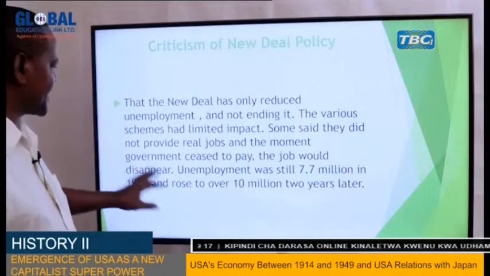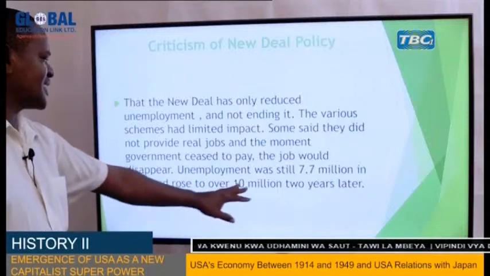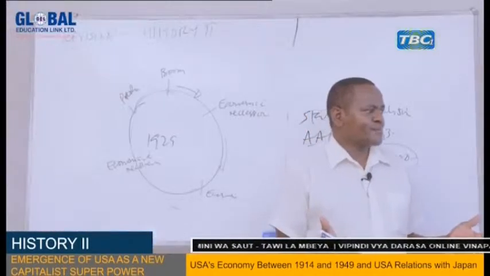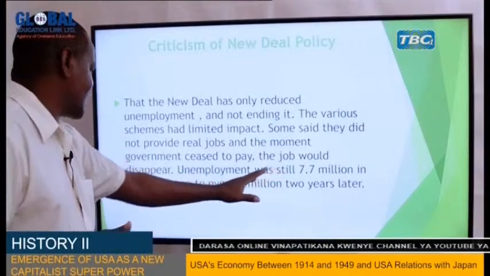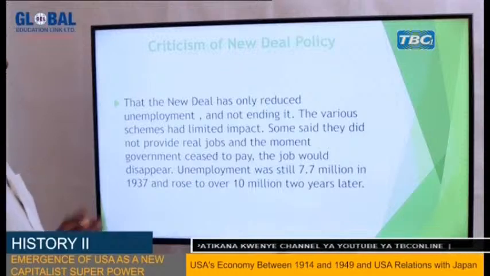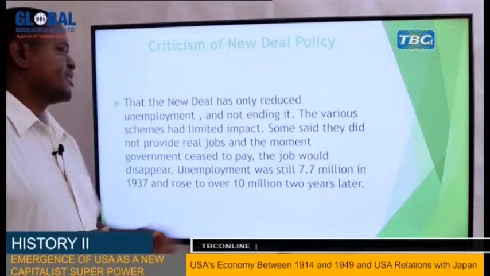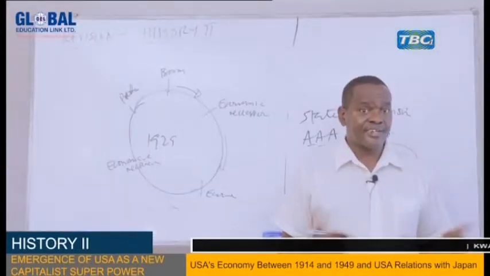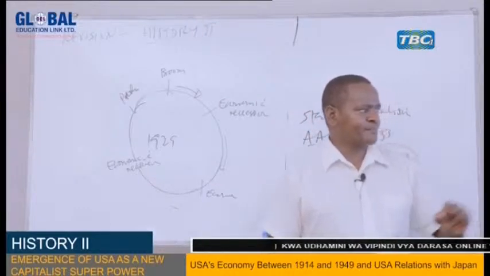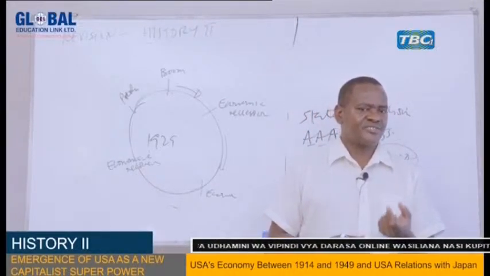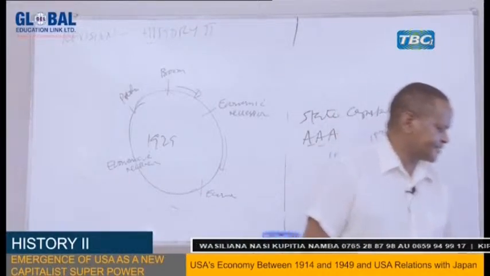So they put forward statistics that unemployment was still 7.7 million in 1937, and it rose to over 10 million 2 years later, that means in 1939. Unemployment, of course, was 15 million, but then it was reduced. So they say, how can you say the New Deal has solved the problem of unemployment? You can't say it solved the problem. Rather, it only reduced it, through the provision of temporary jobs. This is what they say.